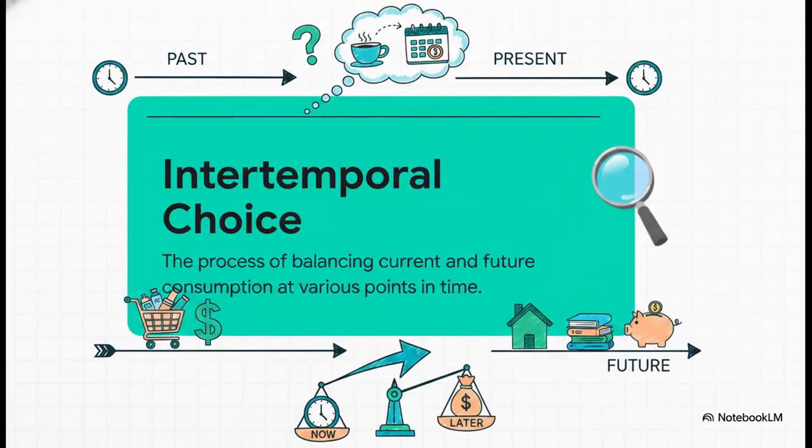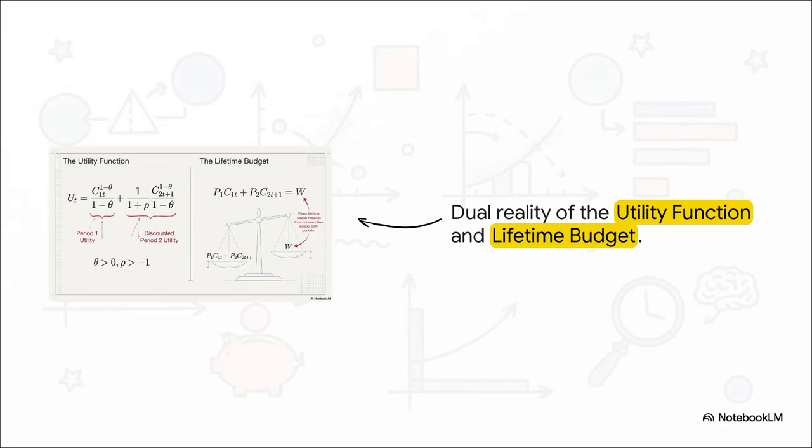To start building our blueprints, we need to pin down exactly what intertemporal choice actually means for our economic hero. Basically, it's just the study of how we distribute our consumption across different periods of our lives. It isn't just about what to buy, but when to buy it. This dynamic brings up a fascinating dual reality. On one hand, we've got the complex psychology of our current utility versus our discounted future utility. And you know that little discount rate rho representing our impatience? We naturally just value today more than tomorrow.